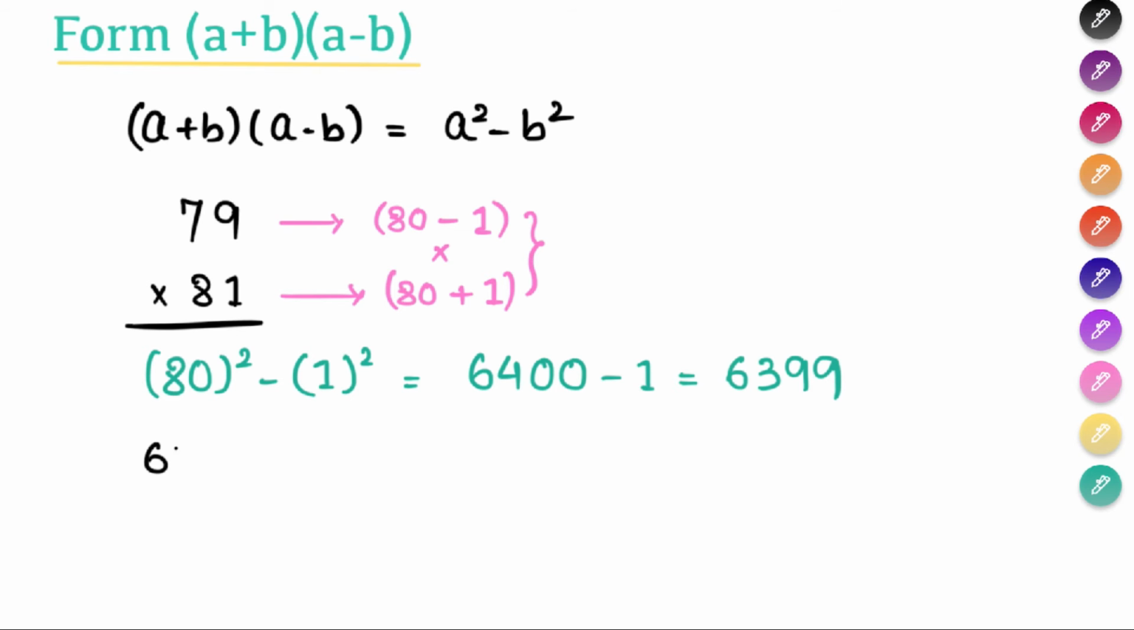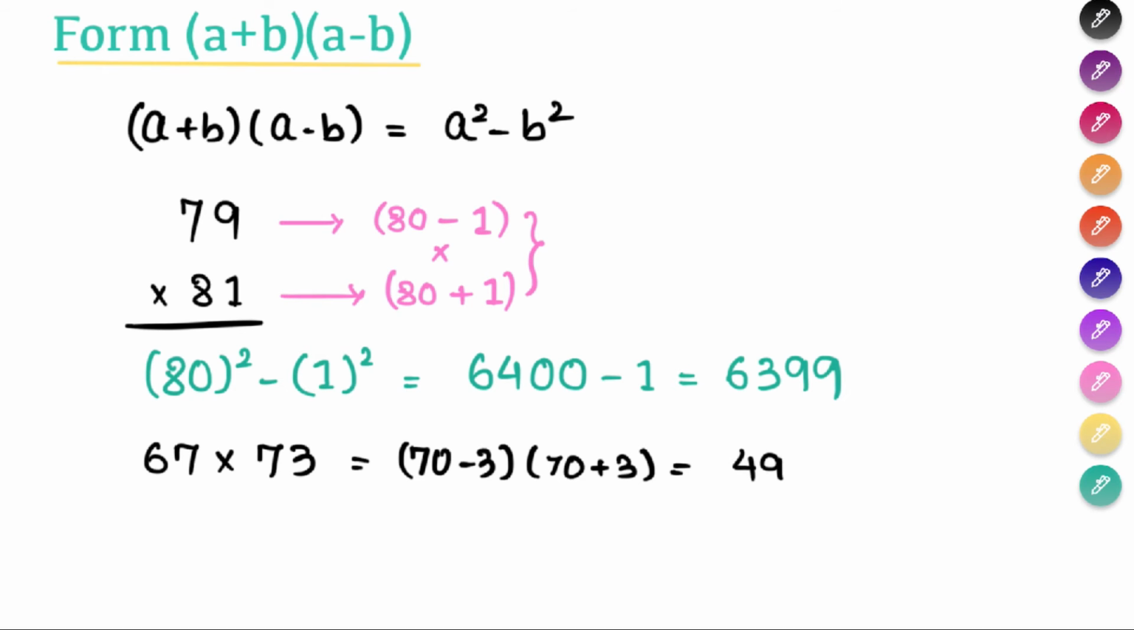Suppose we have 67 into 73. Let us try to do it directly. So clearly it is 70 minus 3 into 70 plus 3. You can do this in your mind. You need not write this. That equals a square minus b square. 7 square is 49, and we simply add 2 zeros because it is 70. Minus 3 square is 9. So you can directly write 4891. Alright, that was an easy one.